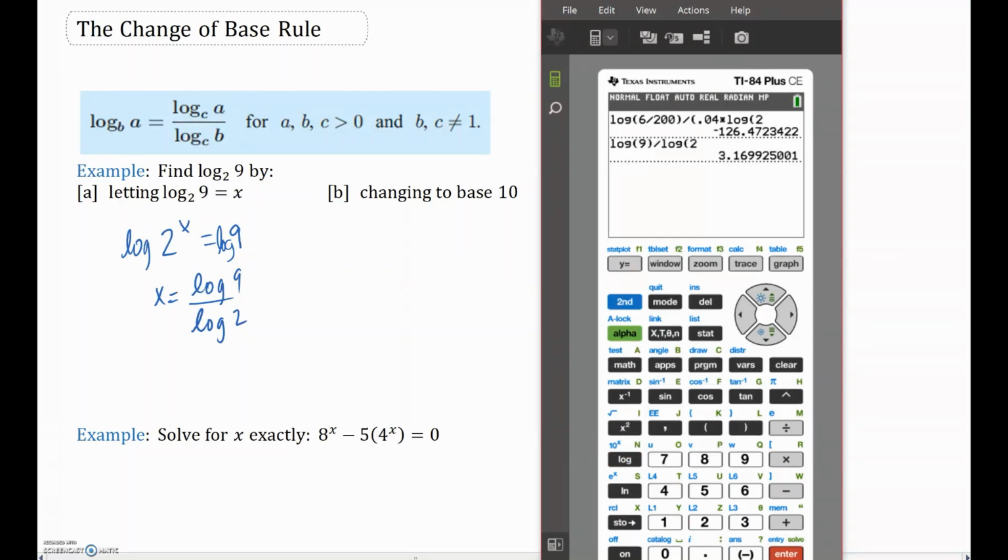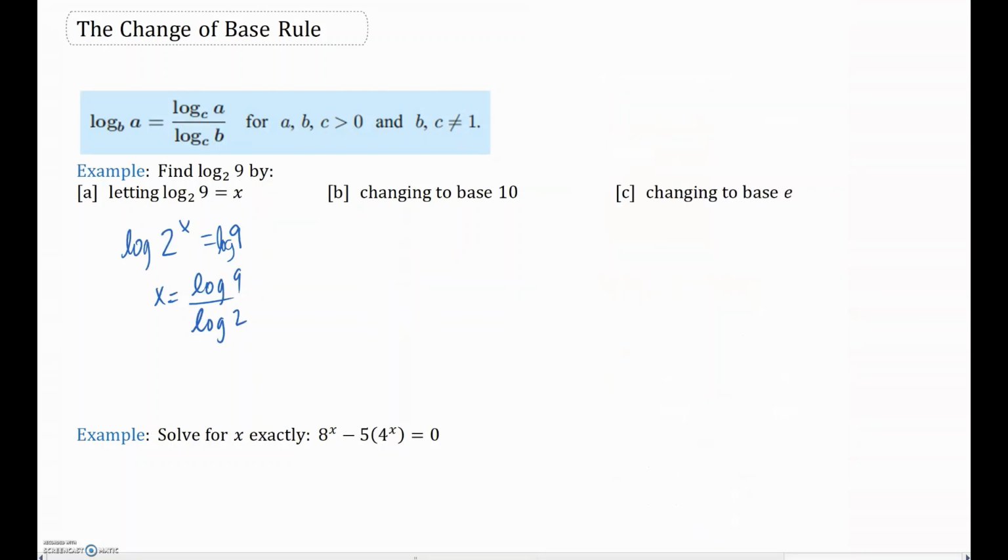3.16. What about if I go base 10, which is actually kind of what I did? What I would do here is change log base 2 of 9 using the change of base formula, which would be log 9 over log 2, which is what we just did. So you know that answer is the same.